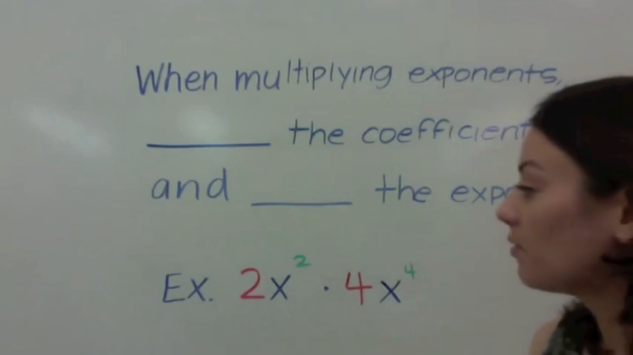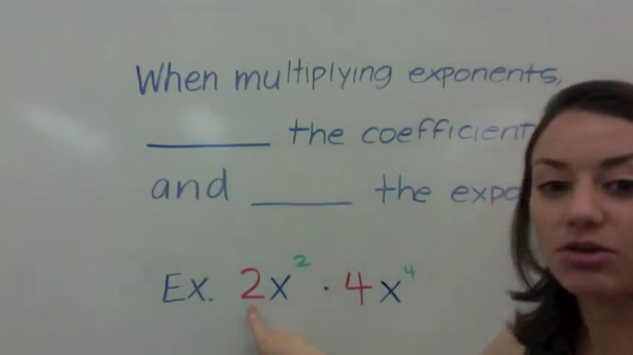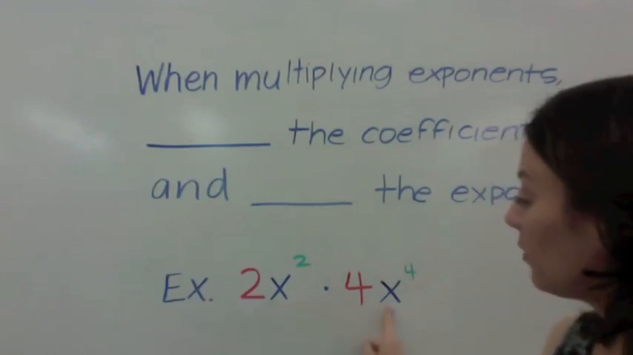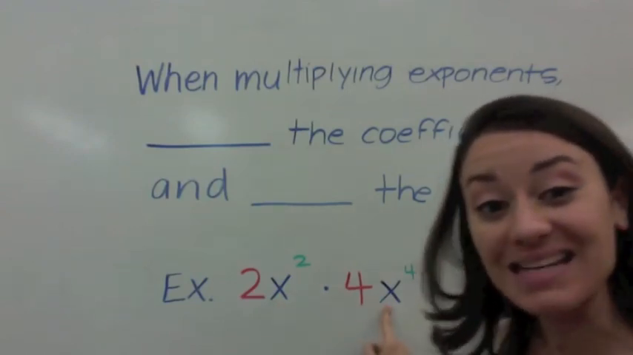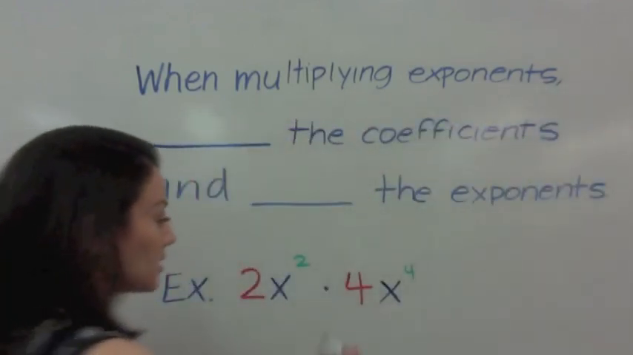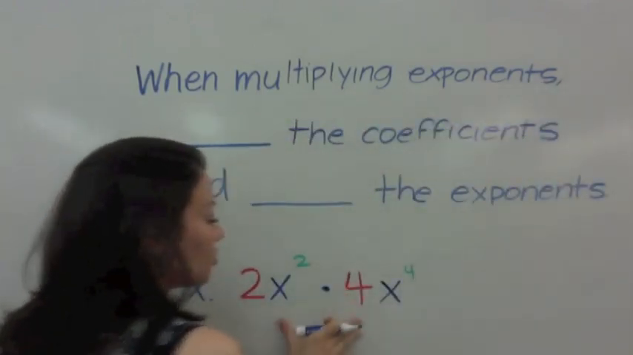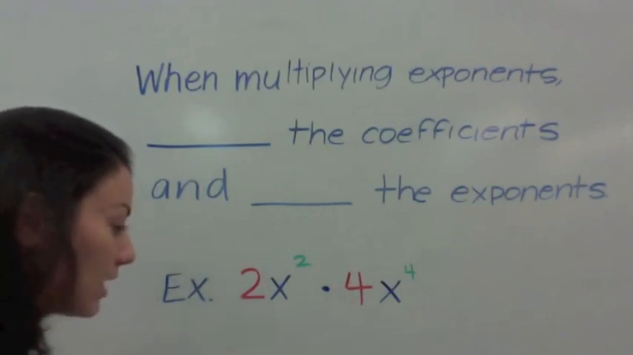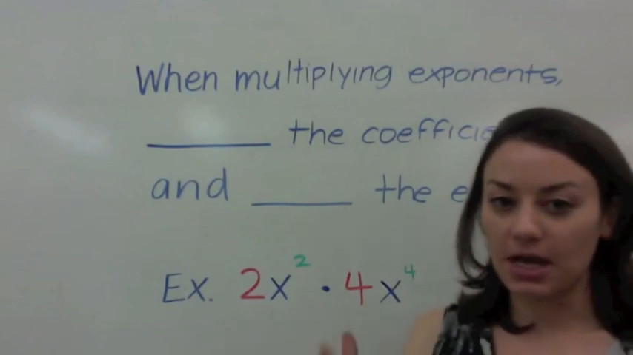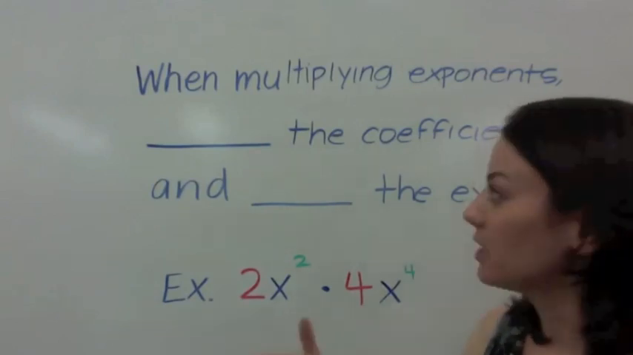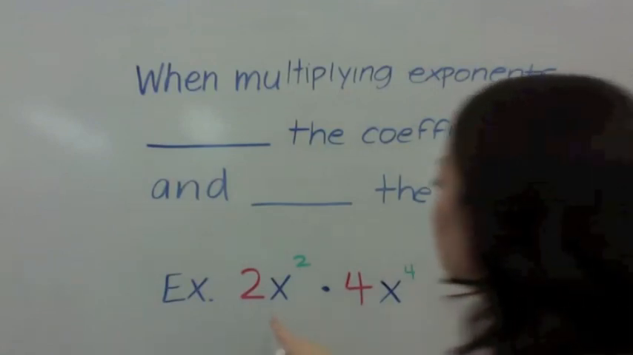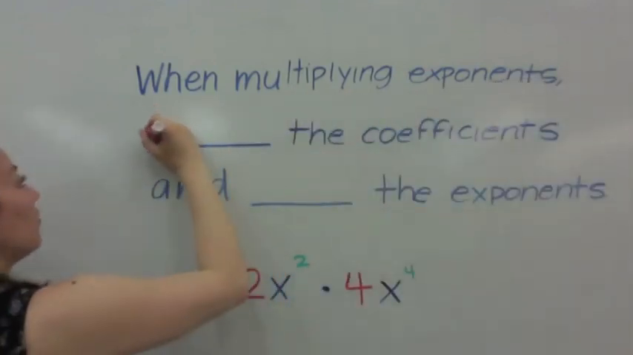In this example, the coefficients are 2 and 4. What's the base? It's x. You still see a multiplication symbol between these two terms. The rule about multiplying exponents says that when multiplying, you have to multiply the coefficients.